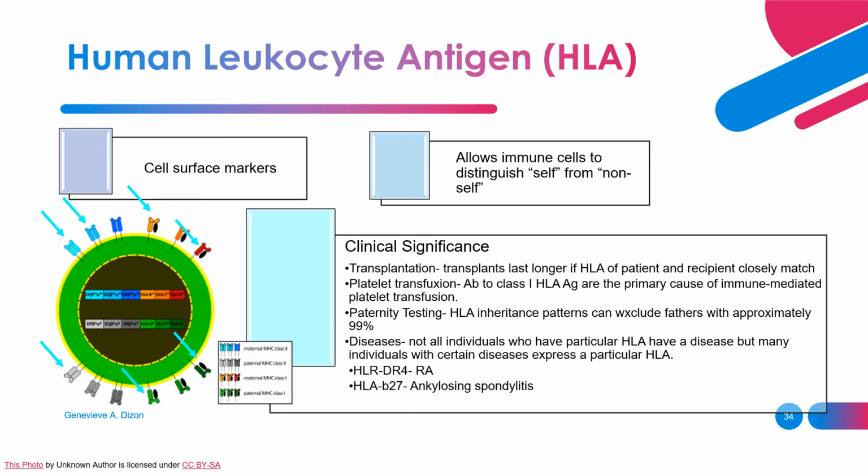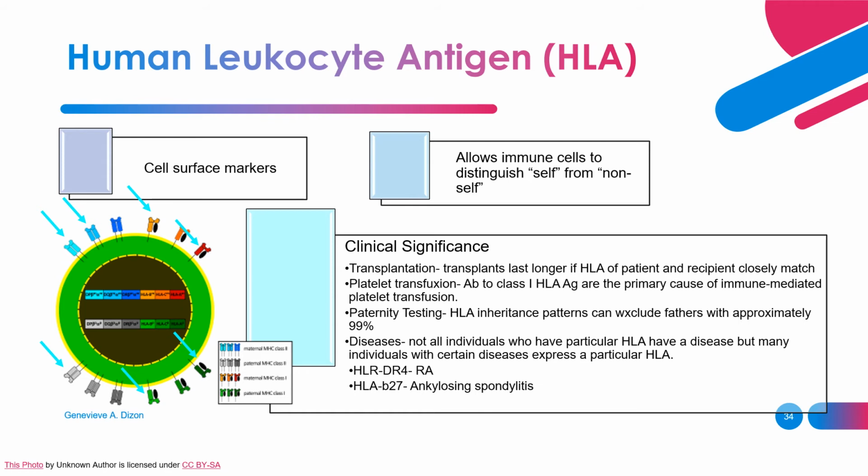For platelet transfusion, the primary cause of immune-mediated platelet refractoriness is the antibody to the class I HLA antigen. Paternity testing is based on HLA inheritance patterns that can exclude fathers with approximately 99% accuracy because the HLA loci are polymorphic and recombination is very rare. The HLA of the father would be very much the same, if not 100% identical, to the HLA of the offspring. So they can identify whether the person is the father or not.